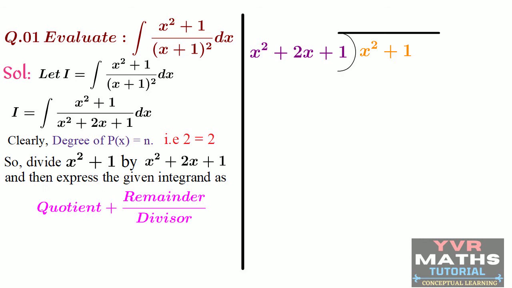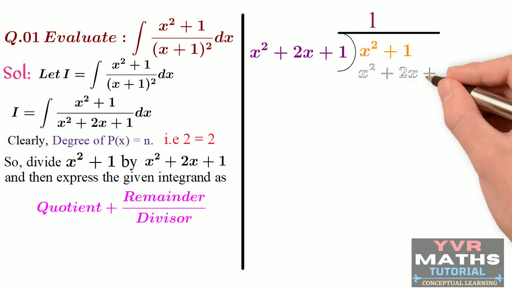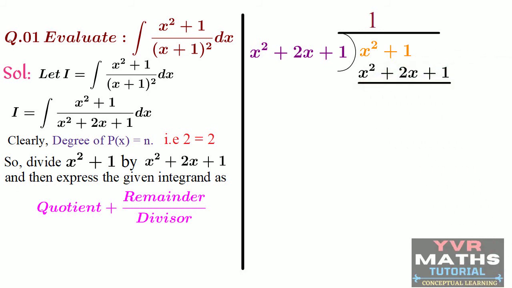So the divisor term is second degree, the numerator part is also second degree. That's why to get x square here, you can multiply the divisor with 1 and write the result here. So if you multiply the divisor with 1, then what you will get? x square plus 2x plus 1. If you subtract these two terms, then what you will get? x square gets cancelled and plus 1 minus 1 gets cancelled. Then the remaining term is minus 2x.